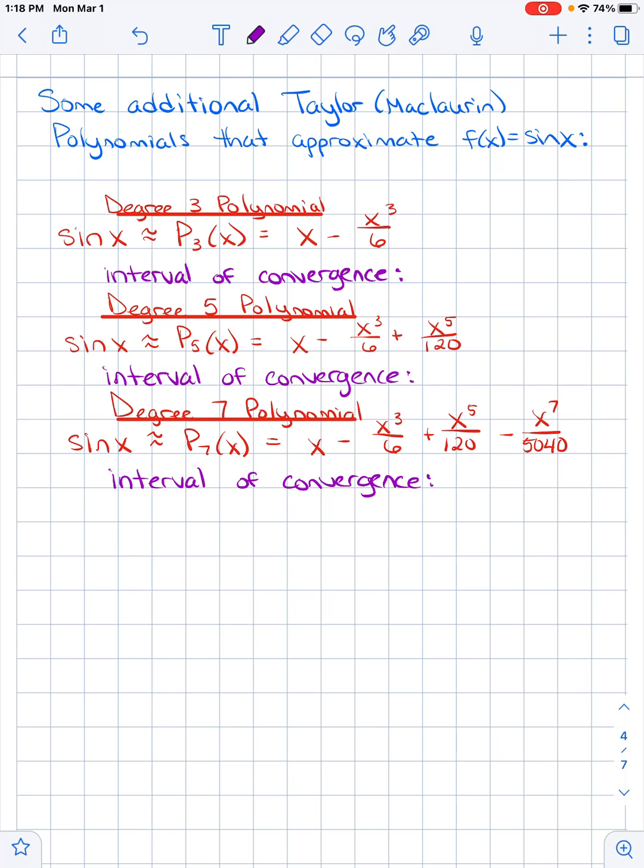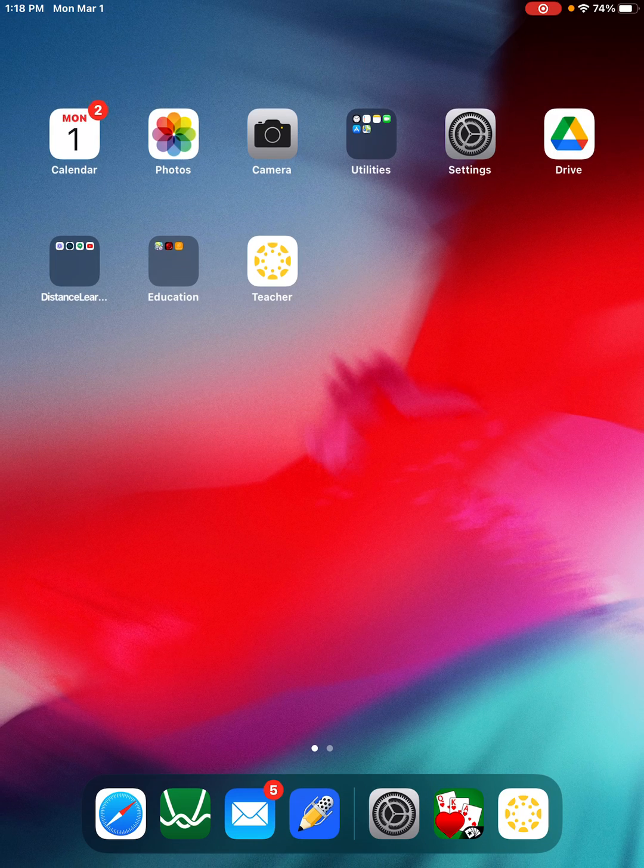So I'm going to graph the third degree polynomial, and I'm going to try to decide what is a pretty good interval of convergence. So I'm going to go there, x minus, oops.